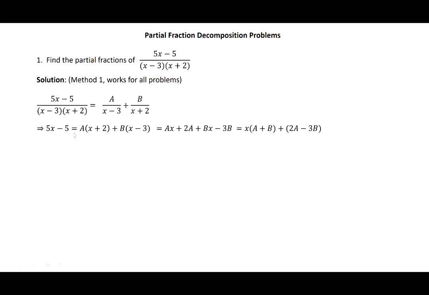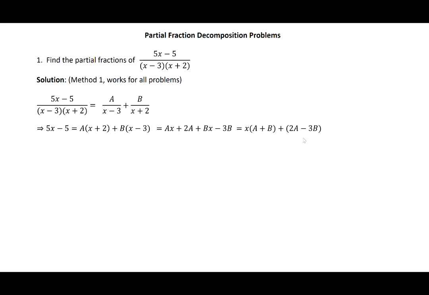We have 5x minus 5 equals x times (A plus B) plus 2A minus 3B. Of course, there's all this stuff in between, but because we have equal signs, the way it works is a equals b equals c equals d means a equals d. You agree with that? That means a must be equal to d according to mathematics. So we can say 5x minus 5 is equal to x times (A plus B) plus 2A minus 3B.